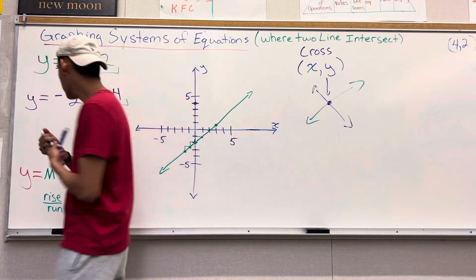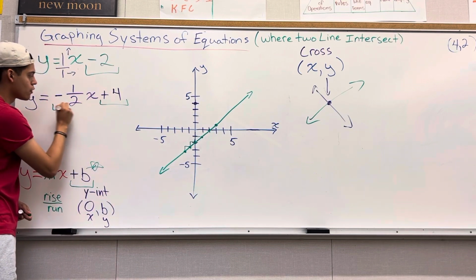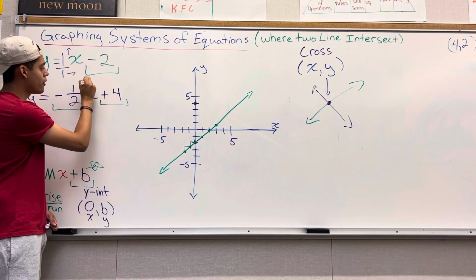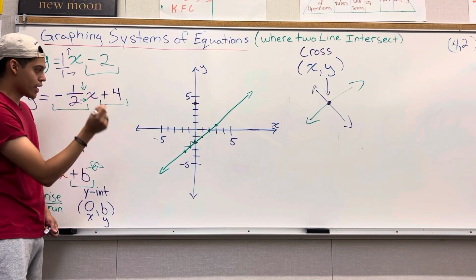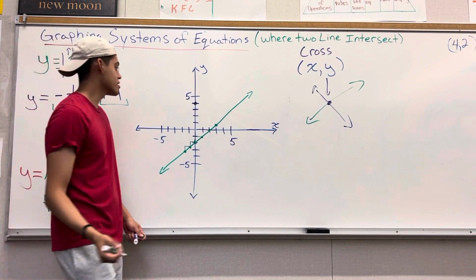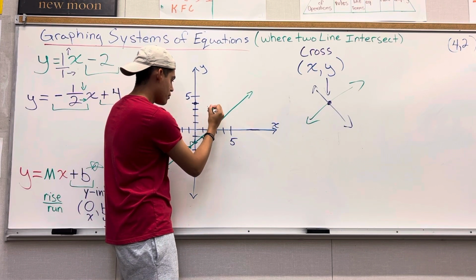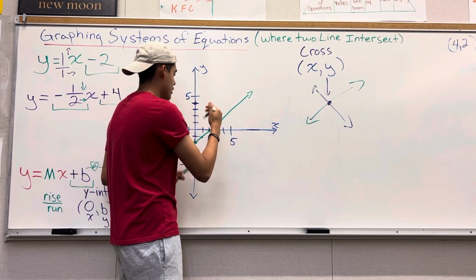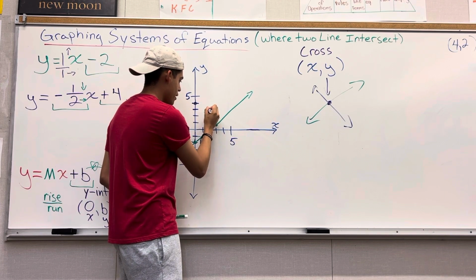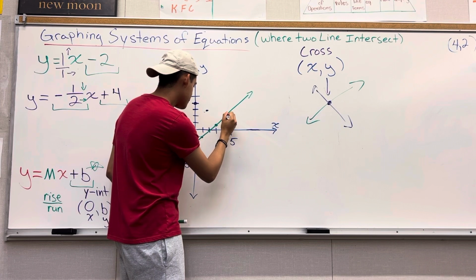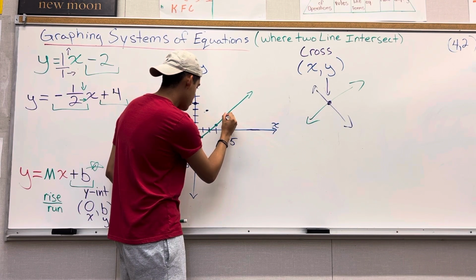Now we look at our slope. Negative 1/2. You see this negative? That means the 1 is going to go down, the 2 is going to go to the right. So that is how we're going to do our steps. We're going to go 1 down, 2 to the right. That's going to be our very first point right here. We go 1 down, 2 to the right, and that is going to be our next point.